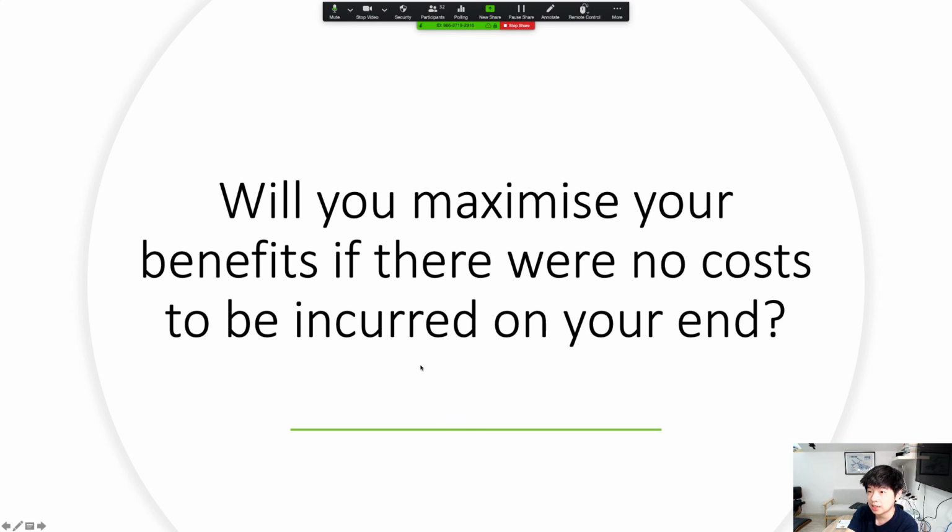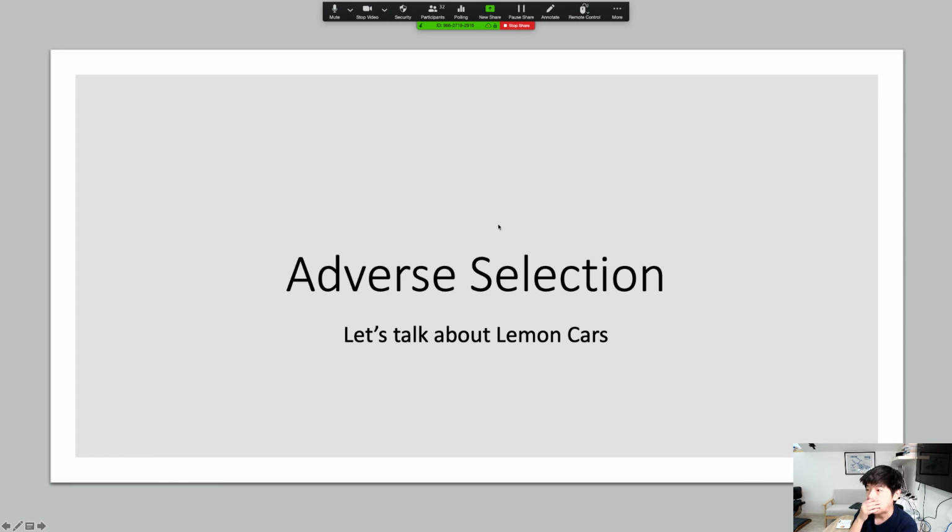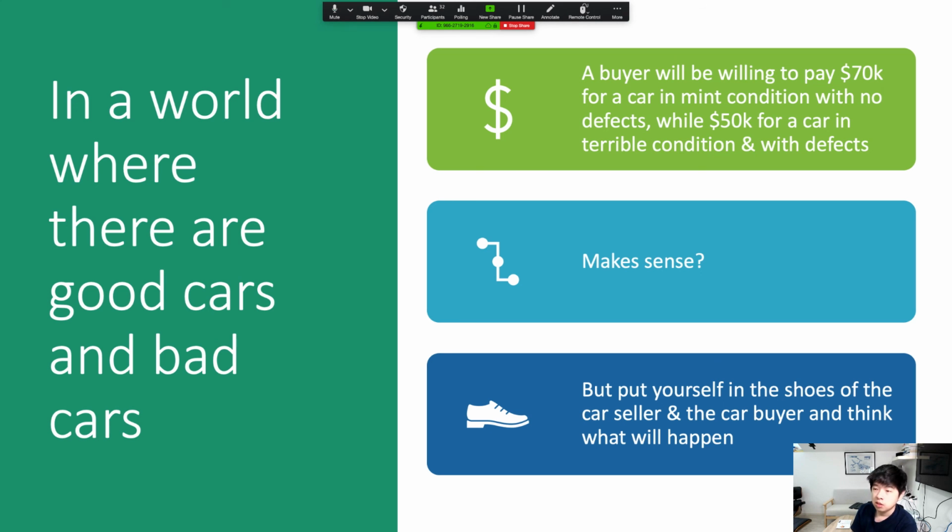I'll just go through one last thing today before we come to an end. The last information asymmetry example that we're going to touch on is adverse selection. We're going to talk about this thing called lemon cars. In a world where there are good cars and bad cars, I think this will make sense. If you're a buyer, you will definitely be willing to pay more for a good car than a bad car. Does that make sense? So if it's the same model, but one car is in mint condition, no defects, and one car is in terrible condition, a lot of issues and defects, you'll pay less.